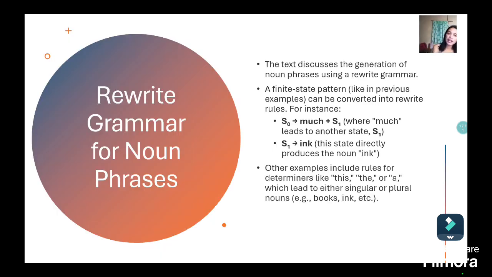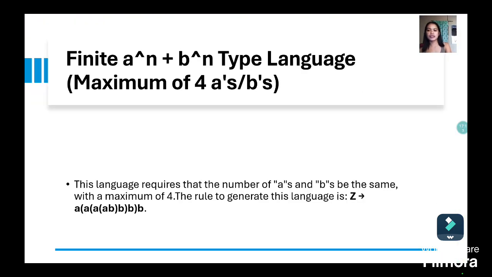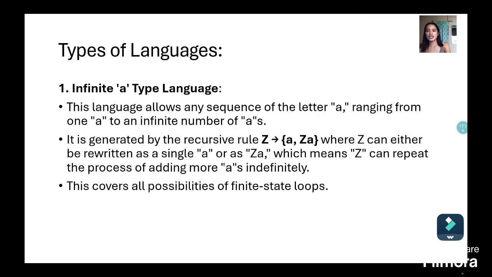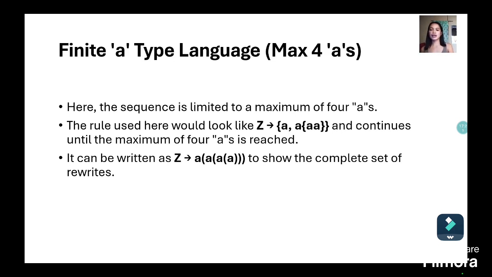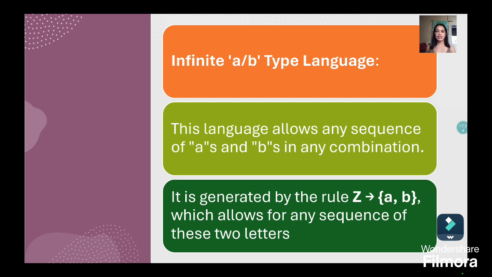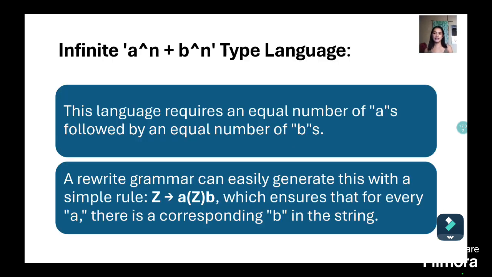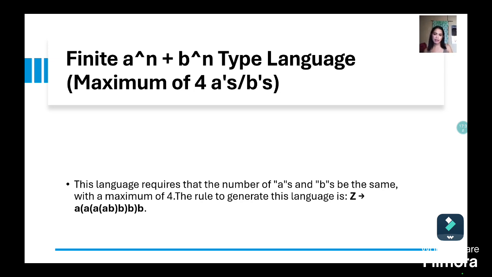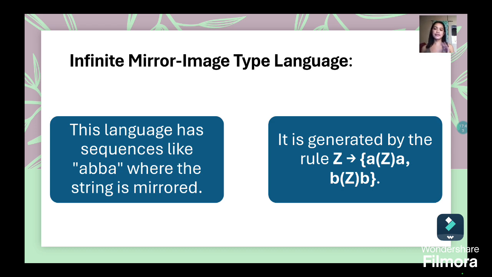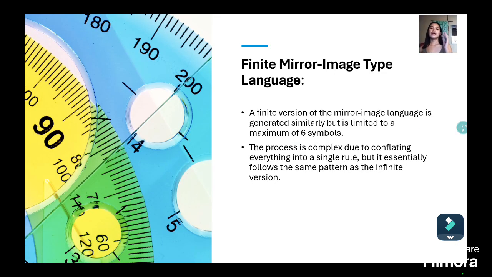Next, rewrite grammar. Again, these are the types of language in rewrite grammar: infinite A type language, finite A type language, maximum of 4 A's, infinite AB type language, finite AB type language, maximum of 4 A's and B's. Next is infinite A^N B^N type language, and finite A^N B^N type language, maximum of 4 A's and B's. Next is the infinite mirror image type language. Lastly, the finite mirror image type language.